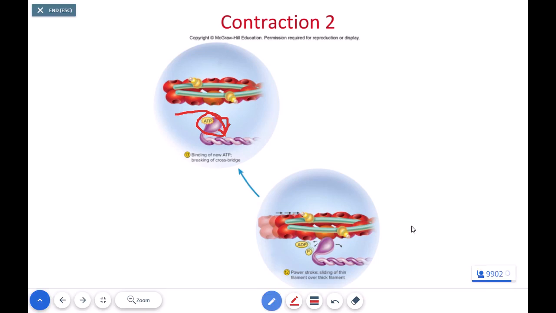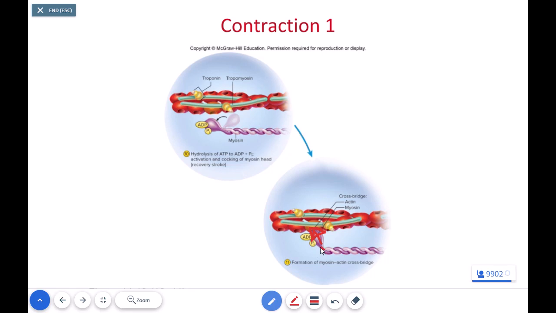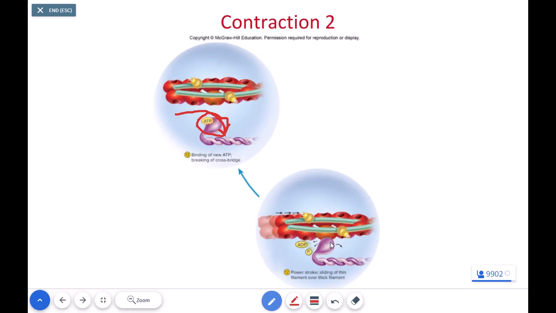And then during this attachment phase, this myosin head will bend backwards and pull the actin filament past the thick filament. So the myosin head bent backwards, pulled the actin filament past, and then they're stuck together. And they will remain stuck together until we have an ATP attach. When ATP attaches, the myosin head and the actin filaments will separate from each other.